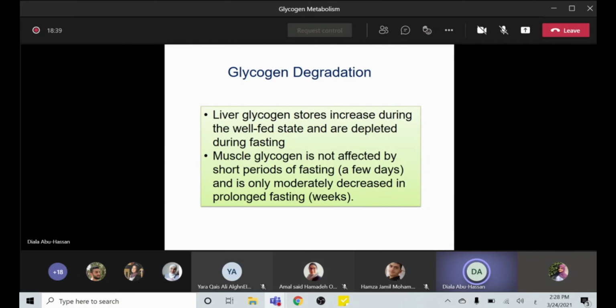Now, glycogen that's present in the muscle is not going to get affected by short periods of fasting. Even if the fasting extends for several days, with religious fasting we don't fast several days in a row without eating in between, so we have a supply of carbohydrate.